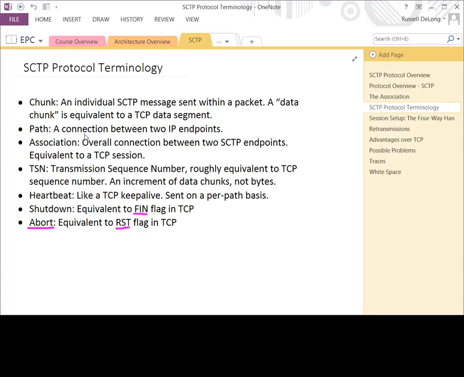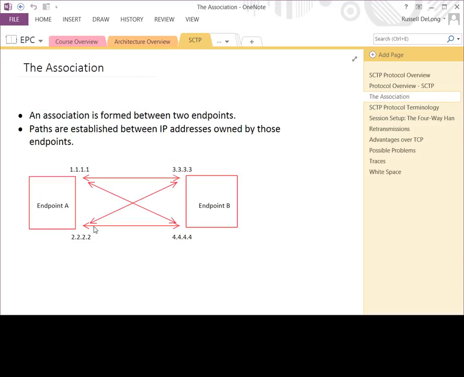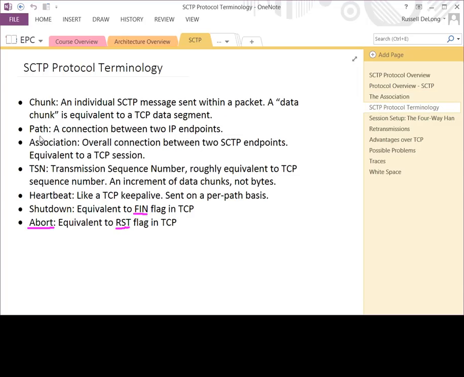You have a path, what I just mentioned. A path is a connection between two endpoints. So again, back to this association, this one arrow between 1.1.1.1 and 3.3.3.3, that is a path. An association, like a TCP session, is the overall connection between two endpoints.